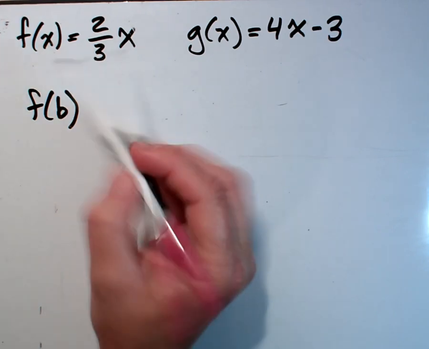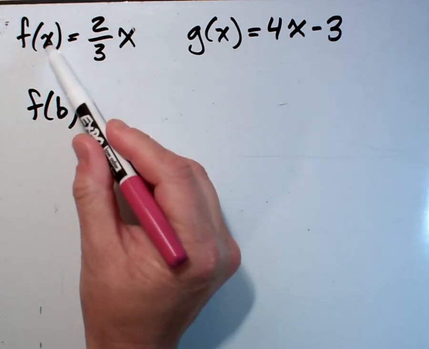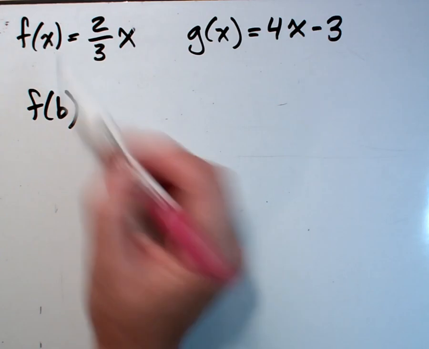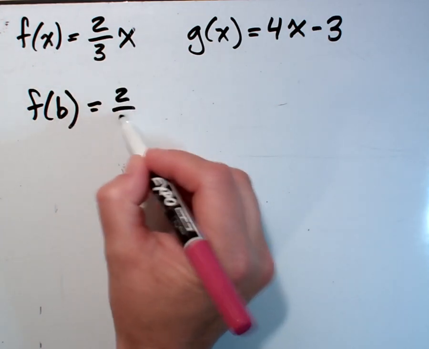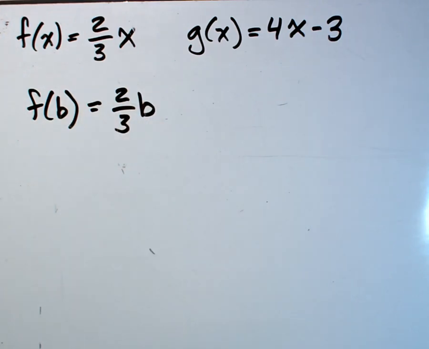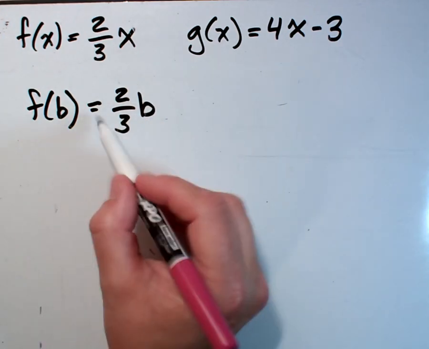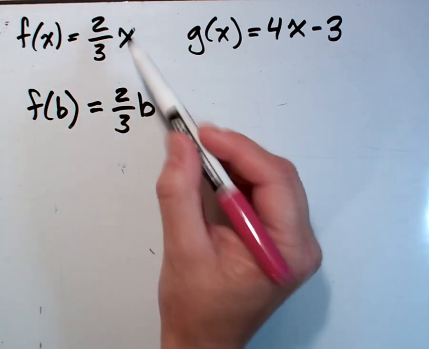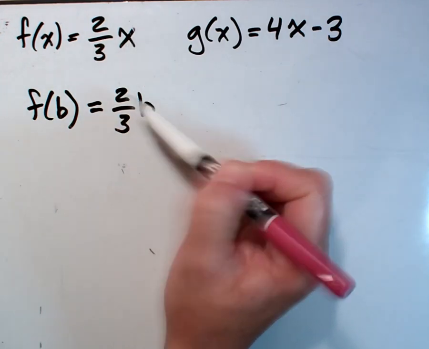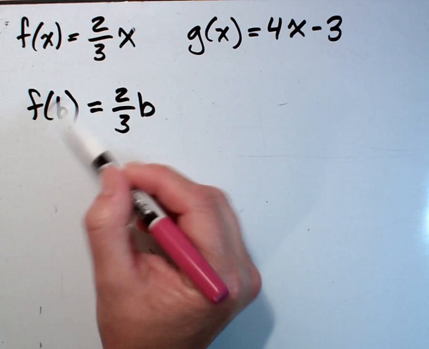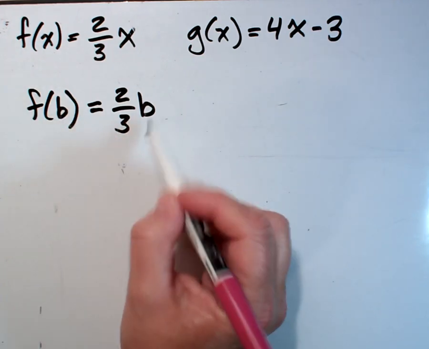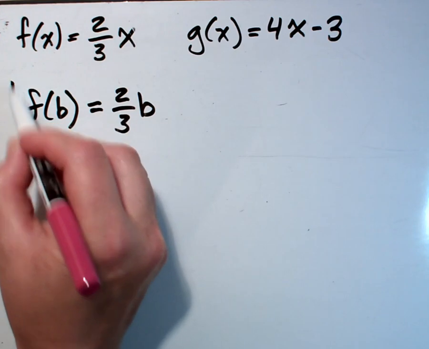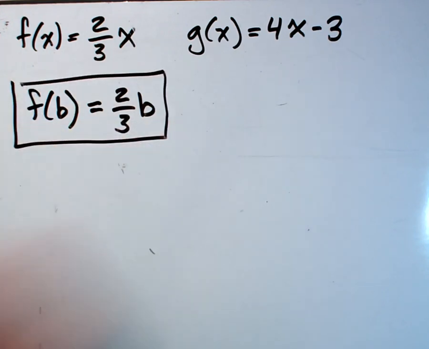Well, when I put a 3 in the parentheses, I substituted a 3 for x. If you put a b in the parentheses, I'm going to substitute b for x. So f of b is equal to 2/3 times b. The x is gone, and in its place, we've got a b, because that's what putting this variable in the parentheses means. And since we can't simplify this, we're just going to box it up, and that is your final answer. Okay?